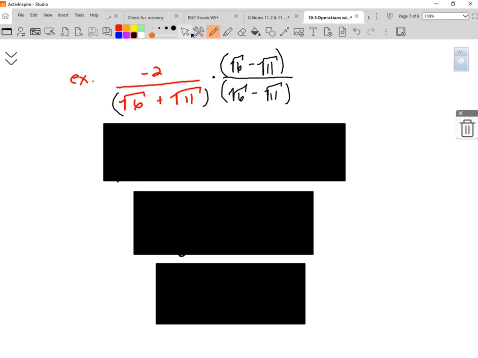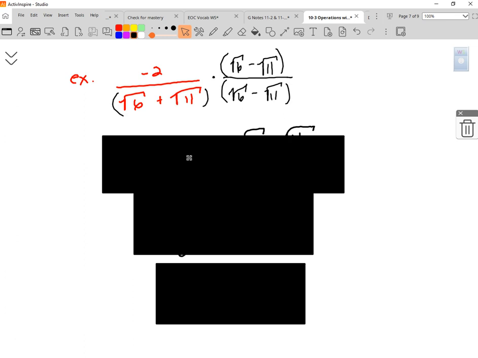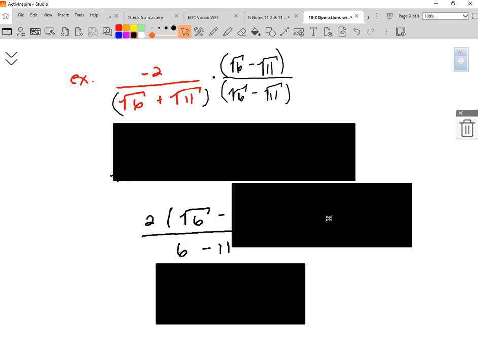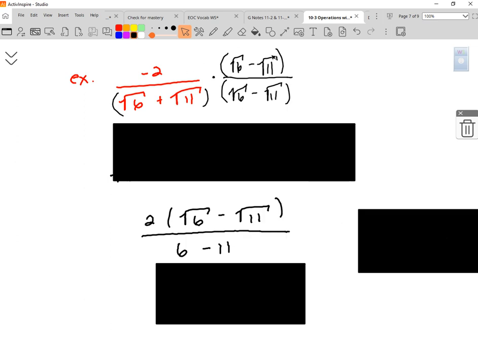So now, yeah, we've already done that. So we're going to do that again. All right, so this would be negative 2 times the square root of 6 minus the square root of 11 all over 6 minus 11. So remember, square root of 6 times the square root of 6 is 6. Always going to be minus square root of 11 times the square root of 11. It's always going to be the first one squared minus the second one squared.